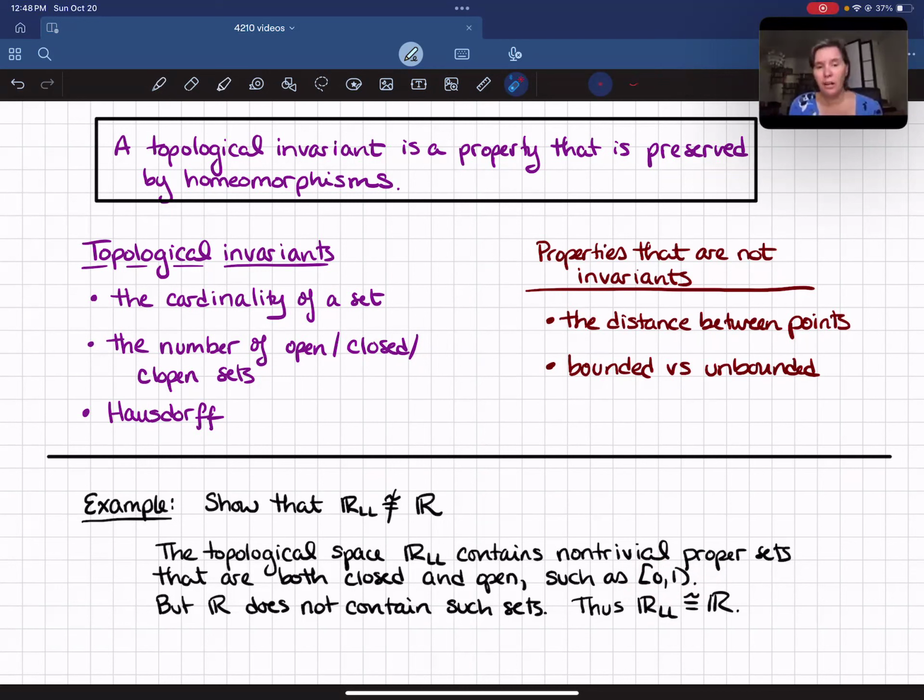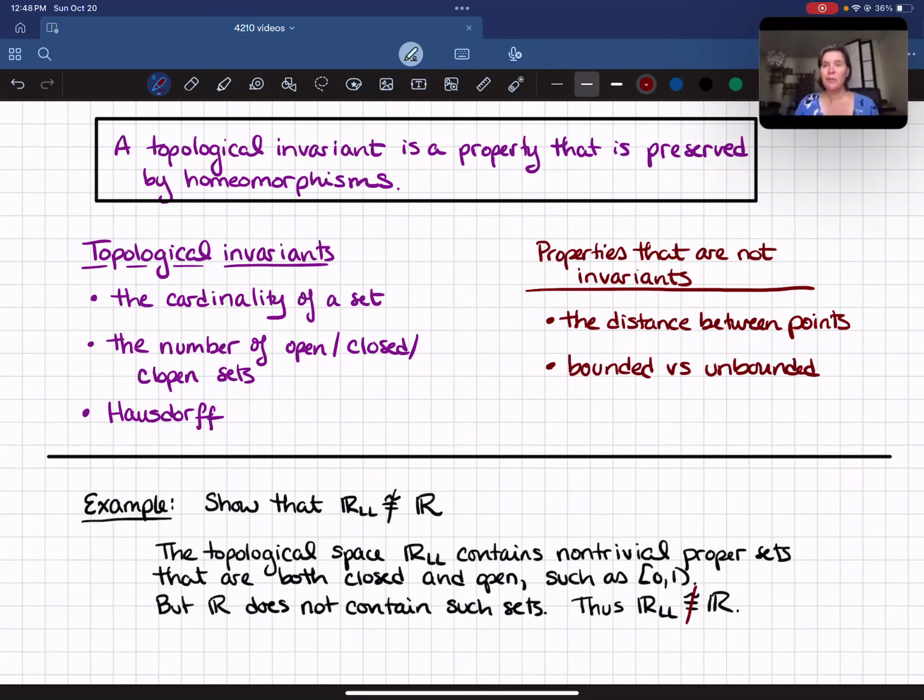And in R with the standard topology, the only sets that are both closed and open are the whole space and the empty set. That's something we haven't actually shown yet, but if you believe me on that for now, we can just go with it, and later on we'll see for sure why that's true. And so R with the lower limit topology has at least one set that is both closed and open, other than the whole space and the empty set. But R doesn't have any such sets, and so they can't be homeomorphic. And in fact, I've written this wrong. R with the lower limit topology is not homeomorphic to R.